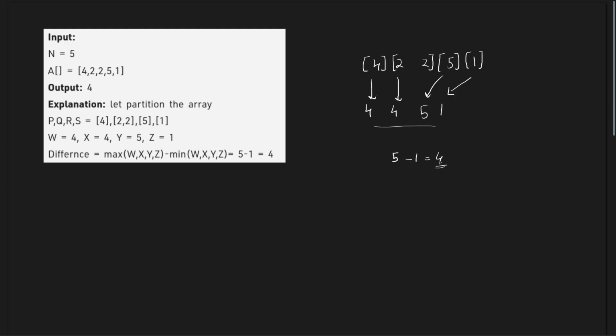Now we have to divide the original array into such subarrays that when we calculate this final value, it should be minimum. Among all configurations that we can divide the array in, this value should be minimum. So this is our task.